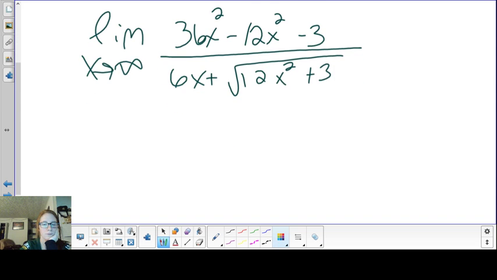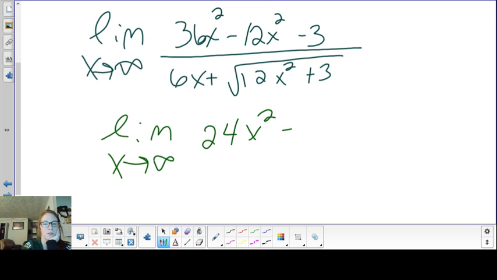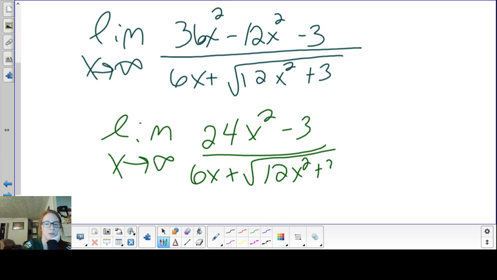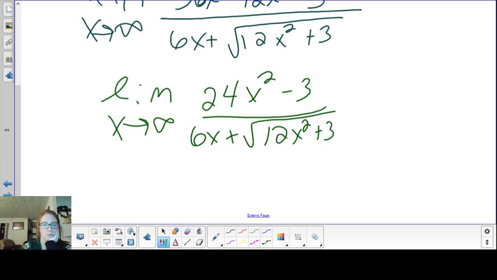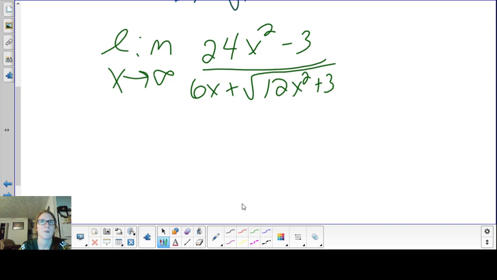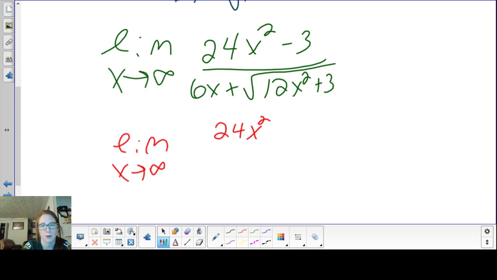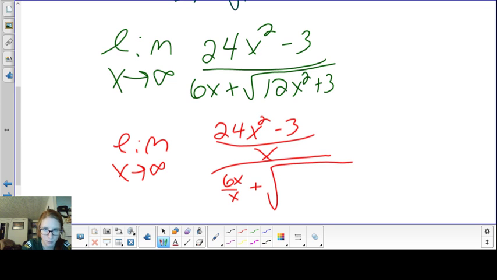Go ahead and simplify that top. So I get the limit as x approaches infinity of 24x squared minus 3 over 6x plus the square root of 12x squared plus 3. So next up, one too many, sorry about that. So go ahead at this step and start dividing. So 24x squared minus 3 over x over 6x over x plus the square root of 12x squared plus 3 over x squared.